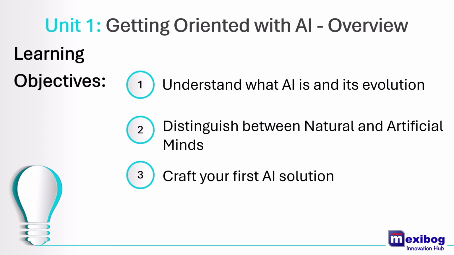Unit 1, Getting Oriented with AI. That's an overview. So the learning objectives of this Unit 1. In Unit 1, you'll be able to understand what AI is and its evolution. You'll also be able to distinguish between natural and artificial minds. Then you'll be able to craft your first AI solution.